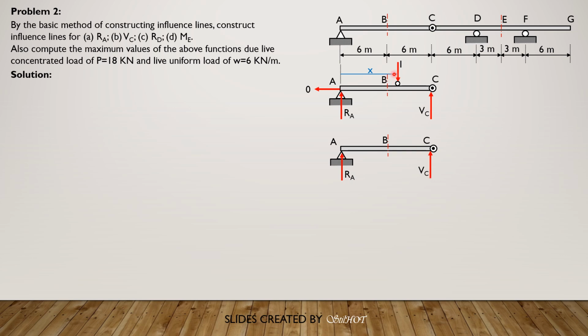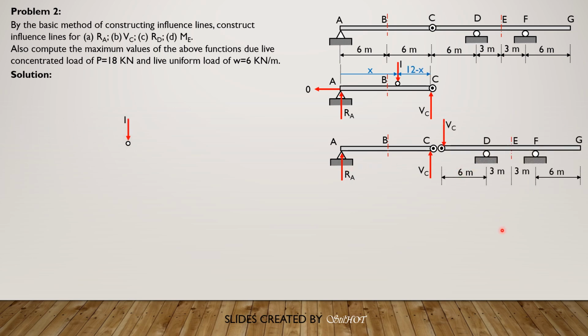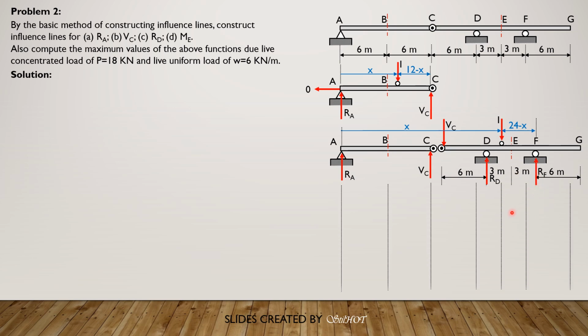When the unit load is now on the portion C to G, this is the free body diagram, and the unit load may be placed anywhere between C and G. The distance from the left is X, and therefore its distance from F would be 24 minus X. That's it. And let's call these R sub D and R sub F. So this is the construction of the influence line.